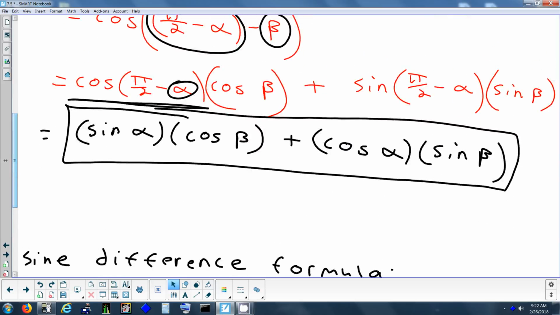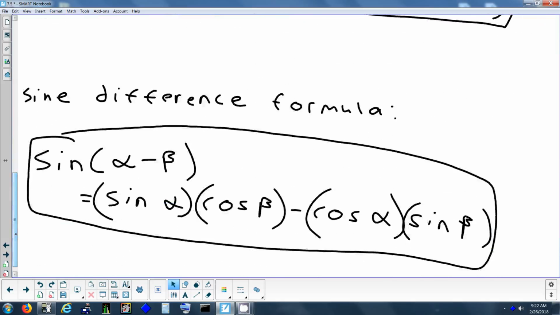Any guess what's going to change in that formula to give us the sine difference? I'm not going to go through the whole proof, but any thought what's going to change? The plus is going to be a minus. It's still going to be sine first, cosine second, cosine first, sine second, but between them, you have a minus. The point of these formulas isn't really to memorize them. Put them on a reference sheet, so when you need them, you just look them up.